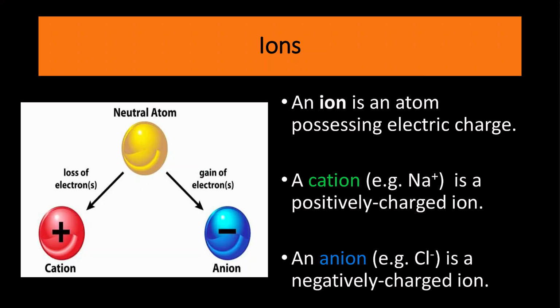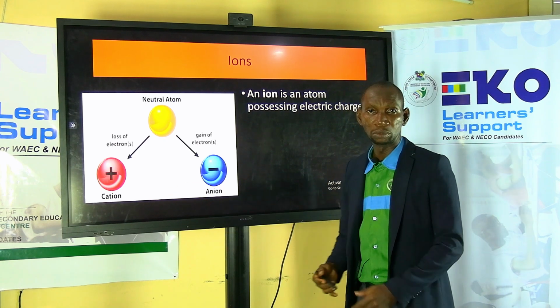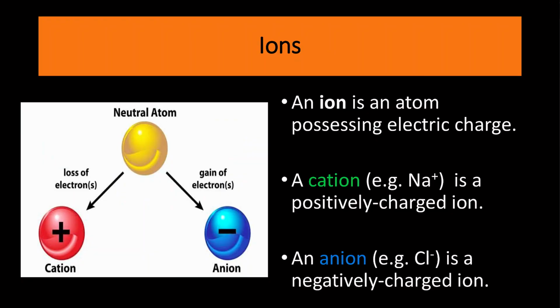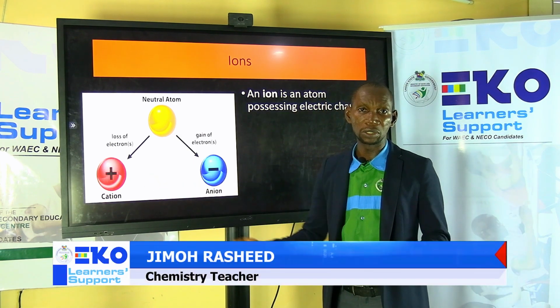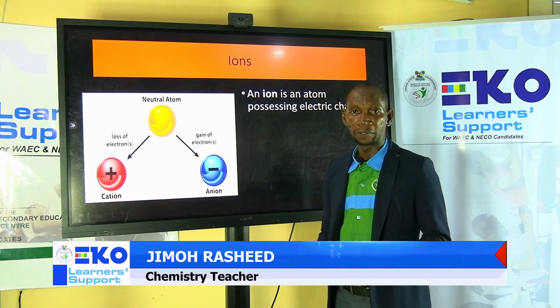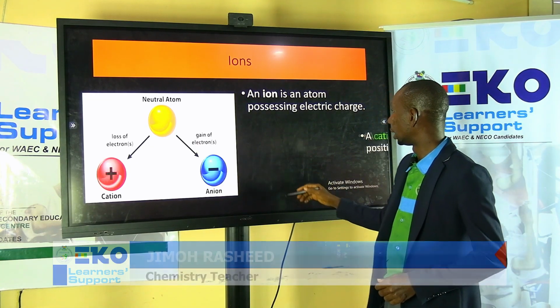We've already explained what ions are. They are atoms possessing charge. There are 2 types of ions. You have the cation, which are the positively charged ions, and the anion, which are negatively charged ions. The cations are usually formed as a result of loss of electrons, while the anions are formed by gain of electrons.